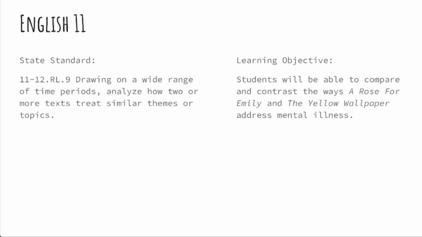Now let's move on to English 11 standards. The standard we chose for English 11 is, drawing on a wide range of time periods, analyze how two or more texts treat similar themes or topics. The learning objective we wrote is that students will be able to compare and contrast the ways A Rose for Emily and The Yellow Wallpaper address mental illness.